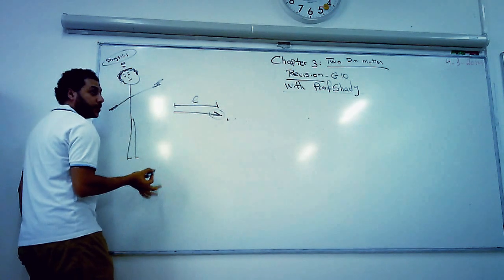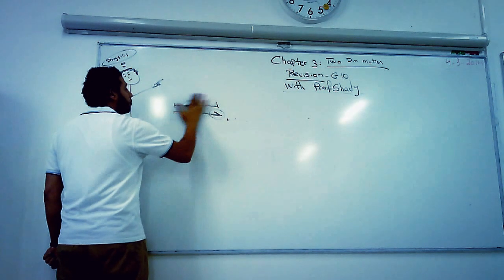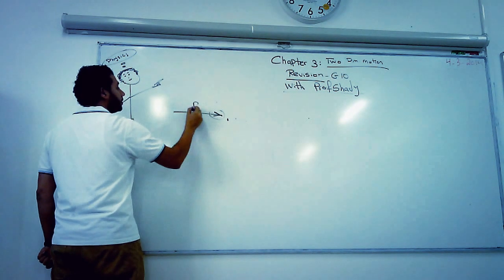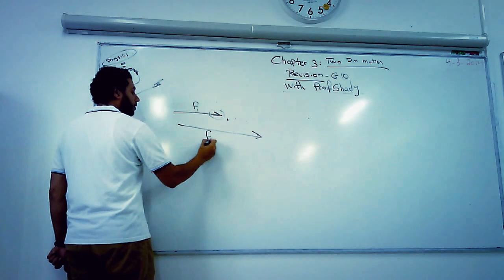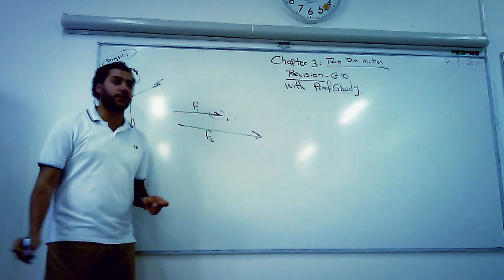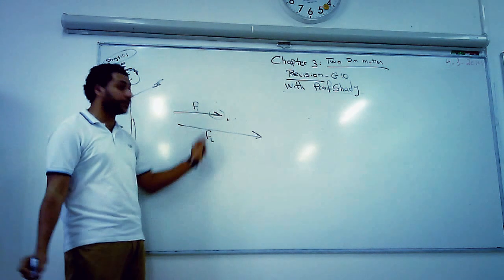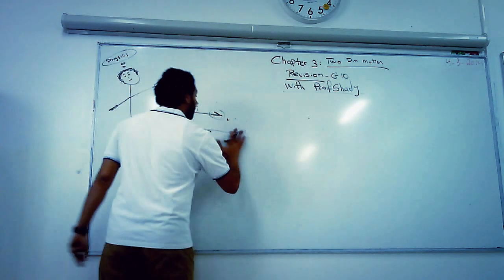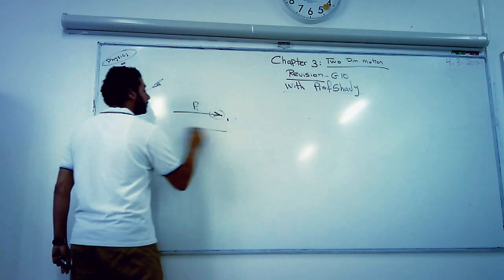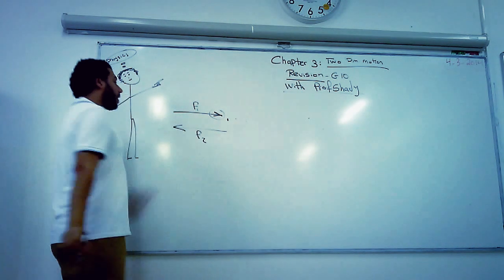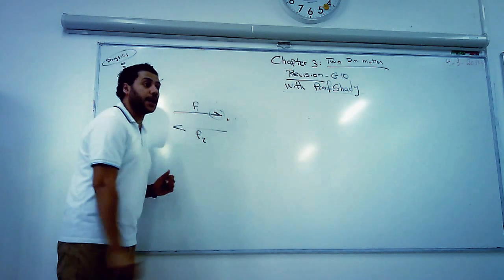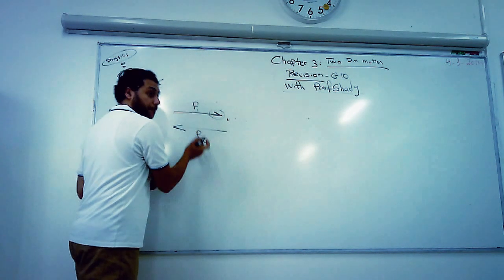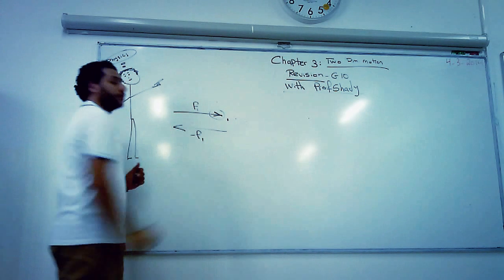So if I have a force like that, and a force like that, I know that this is F1 and this is F2. I know that F2 is more than F1. They have the same direction, but F2 is more in magnitude. But if I have something like that, F2 is equal to F1 in magnitude, but opposite in direction. So if this is a positive F, this is a negative F1.